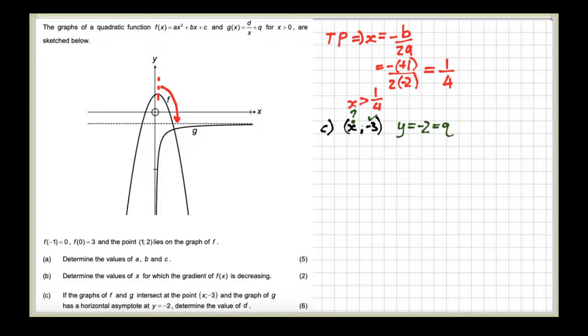If I look at this now further, let's write down what we've got. g(x) equal to d over x minus 2. Now the question is, determine the value of d.